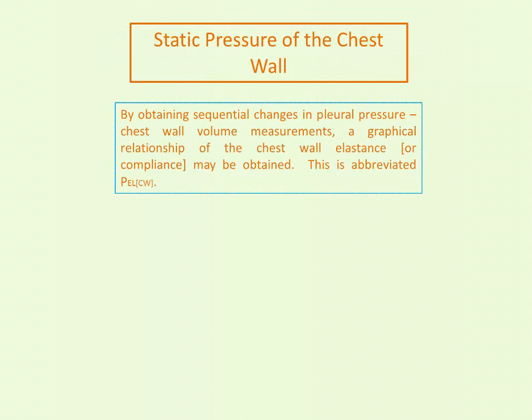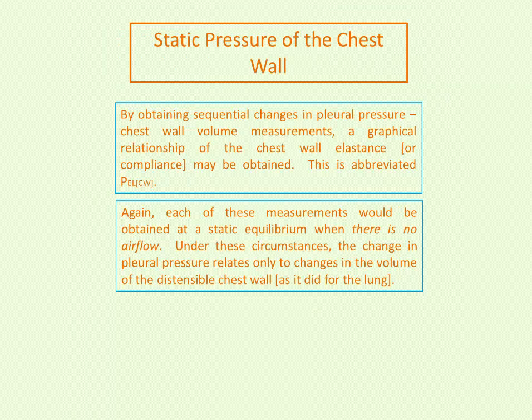So by obtaining sequential changes in pleural pressure or the intrathoracic pressure and chest wall volume, a graphical relationship for the chest wall can be made, just as we did for the lung. And again, each of these measurements would be done in the absence of airflow. So you would make that pressure change, you would lower the pleural pressure or increase the pleural pressure, and then stop, and there would be a cessation of airflow, and then you would look at the pressure that's required to maintain a given equilibrium volume.